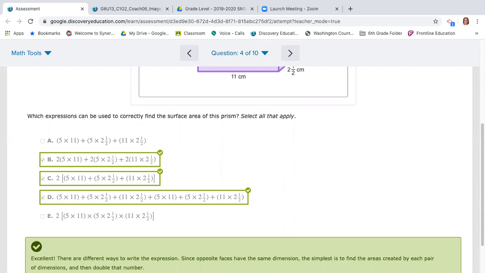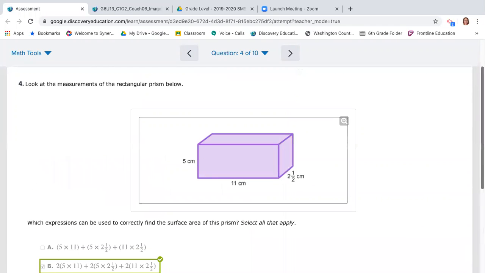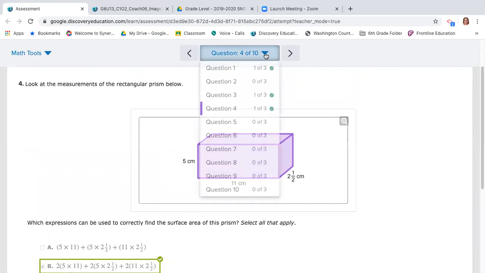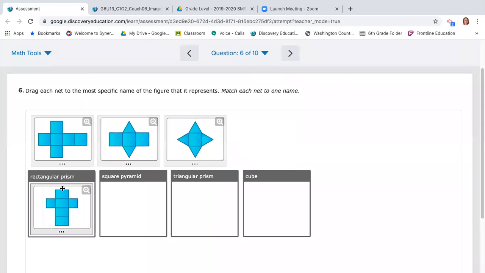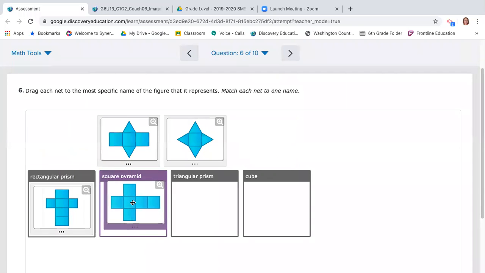All right. Next one is number 6. All right, number 6 says drag each net to the most specific name of the figure that it represents. So automatically I can see that this one is a rectangle. So I'm going to drag this one to a rectangular prism. This one I can see is a perfect square, so I'm going to drag this one here.